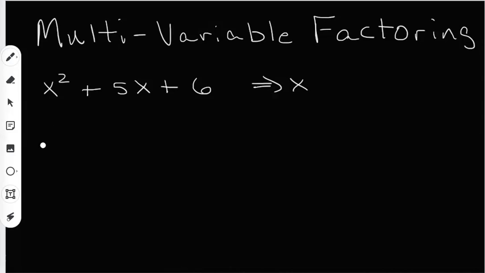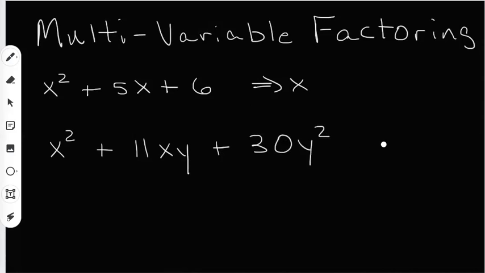So we may have something like x squared plus 11xy plus 30y squared. Notice that this polynomial has more than one variable. We have an x, but we also have a y. So the way I do a multivariable factoring is I start off doing the rainbow method.